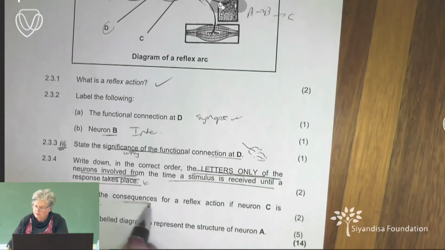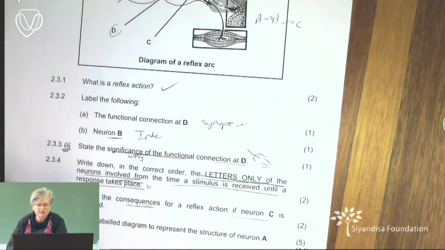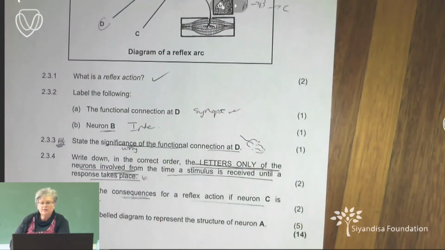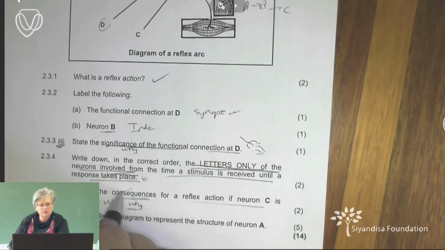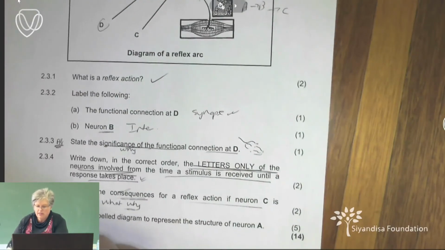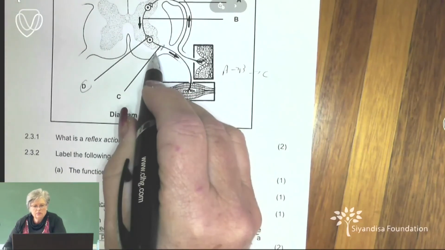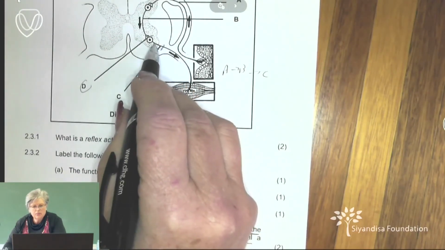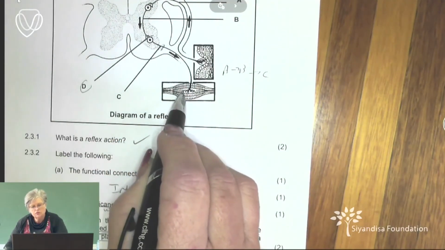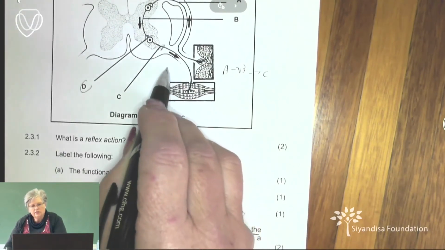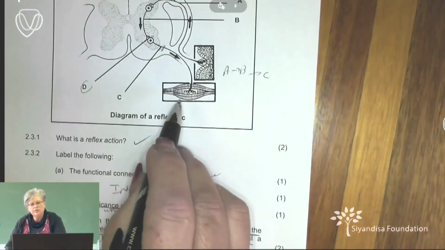Explain the consequences for a reflex action if neuron C were cut or damaged. Now they ask you what and why. That is consequences. So this is more difficult. Explain the consequences. So you will start by saying neuron C is the motor neuron which takes the impulse from the central nervous system to the reflector or to the muscle. So if it's damaged, it means that there will be no reaction.